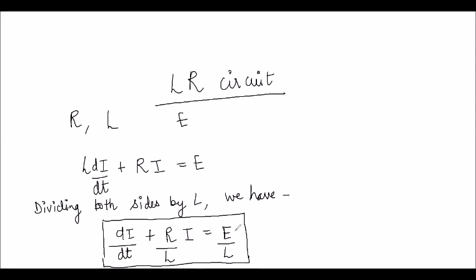This differential equation can be easily solved by finding the integrating factor because it is in the standard form. So find out the integrating factor. Here R upon L will be acting as P, and the right hand side E upon L will be acting as Q. So solve this linear differential equation of first order, and the solution will give the current I in the circuit at any time t. Now let us consider one more circuit, RC circuit.